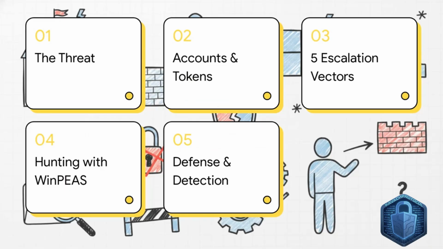So today, we're going to break down this exact process into 5 parts. The privilege escalation threat, Windows accounts and tokens, 5 privilege escalation vectors, hunting vulnerabilities with WinPEAS, and finally, defending and detecting attacks. Let's get into it.